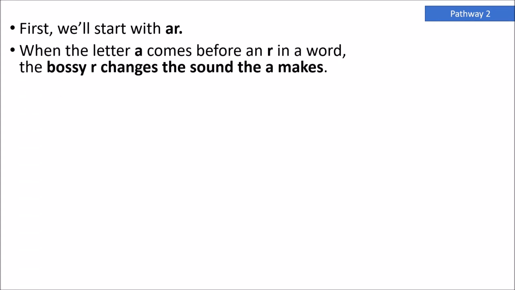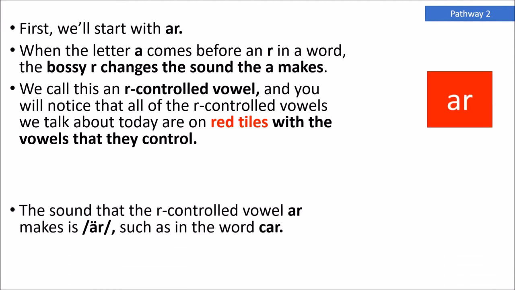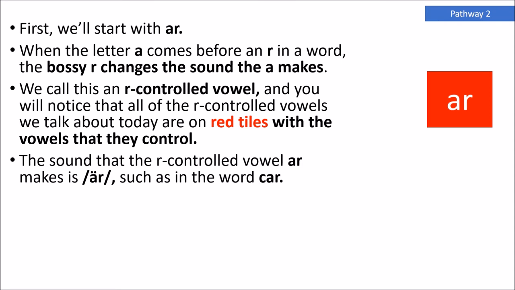First, we'll start with AR. When the letter A comes before an R in a word, the bossy R changes the sound the A makes. We call this an R-controlled vowel, and you will notice that all of the R-controlled vowels we talk about today are on red tiles with the vowels that they control. The sound that the R-controlled vowel AR makes is /ar/, such as in the word car.